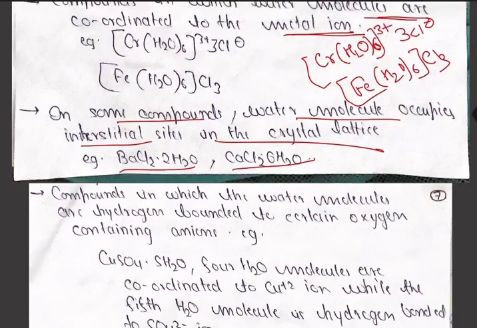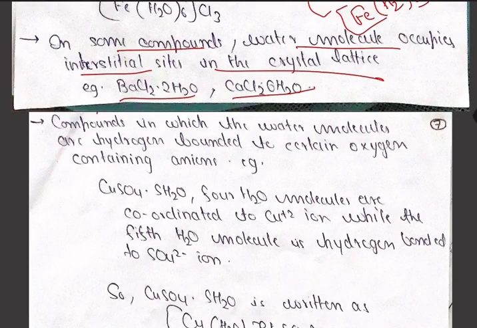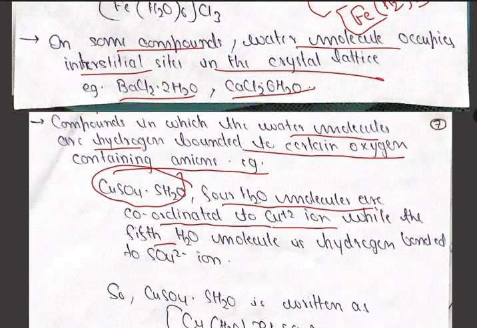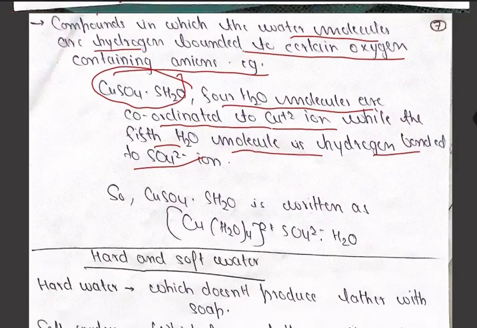For example, BaCl2.2H2O, CaCl2.6H2O. Third, compounds in which the water molecules are hydrogen bonded to certain oxygen-containing anions. Example, copper sulfate pentahydrate: 4 water molecules are coordinated to the copper 2+ ion, while the 5th water molecule is hydrogen bonded to the sulfate ion.